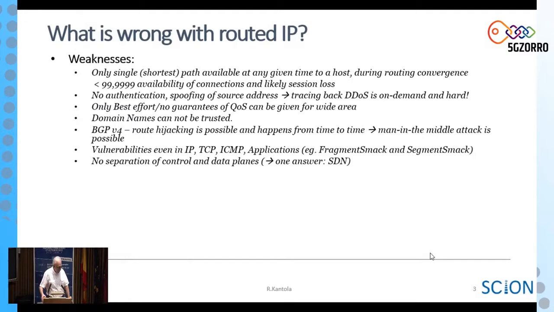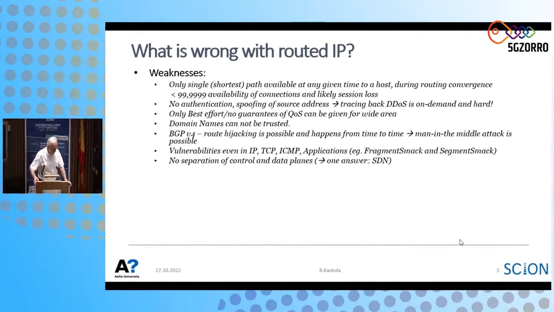Domain names cannot be trusted, and maybe most ridiculous among these weaknesses is this one, that BGP paths can be hijacked, which opens the door to man-in-the-middle attacks. Not nice at all. By the way, an example of this weakness is my student's work on fragment SMAC and segment SMAC. I don't know how well these are known, but basically he found weaknesses both in IP and TCP protocols. And as a result, all the server computers on the internet had to be upgraded. Changes in the operating system had to be made.